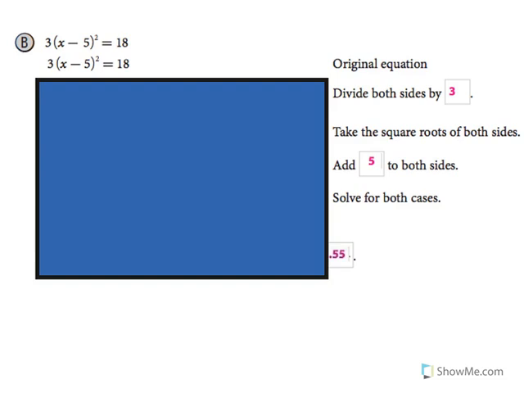Okay, so let's try part B. Similar to the previous one, but we want to get the square by itself. So your first step for this part is to divide by 3. Then you're going to have an x minus 5 quantity squared equal to 18 divided by 3, which gives us 6. And now to get rid of the square, we're going to take the square root of both sides, but make sure that you include the plus or minus.